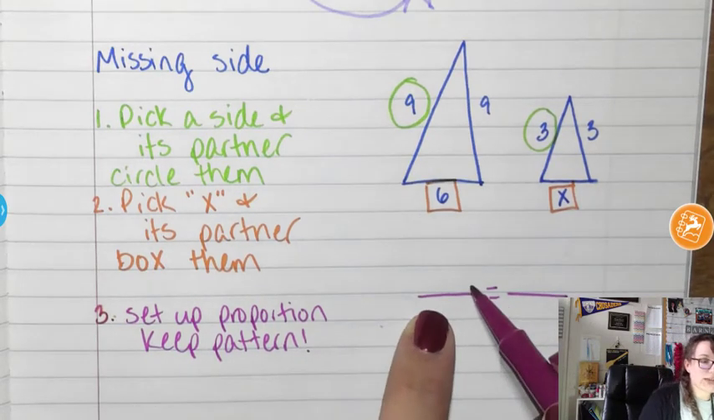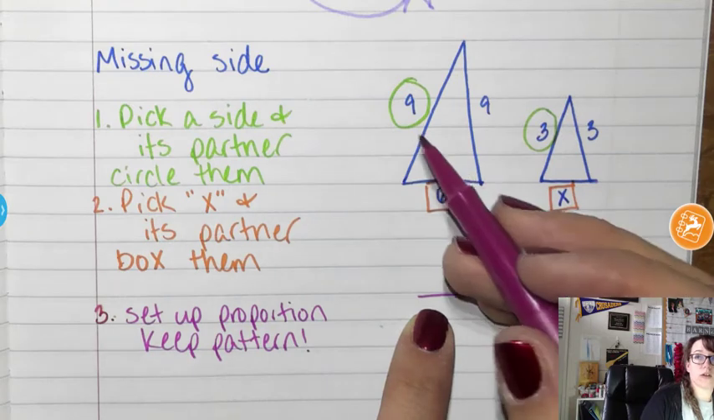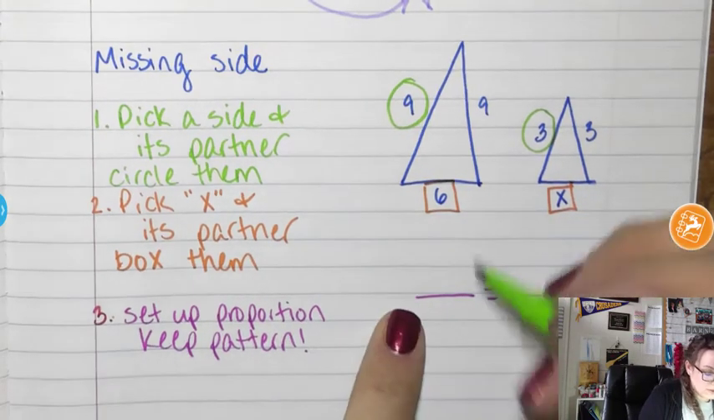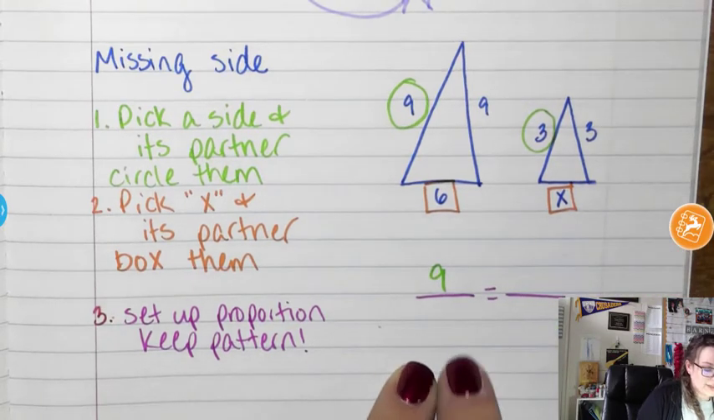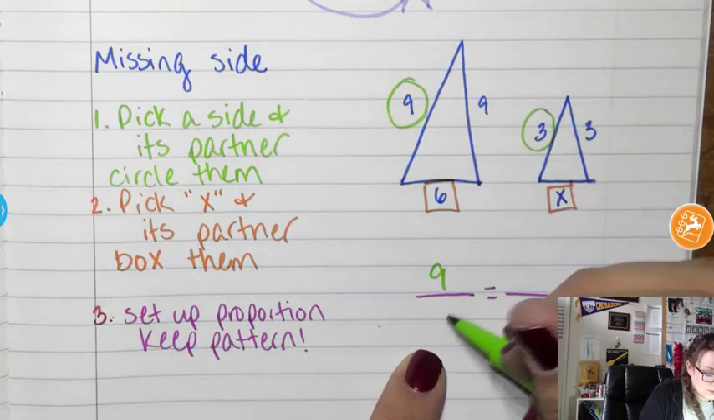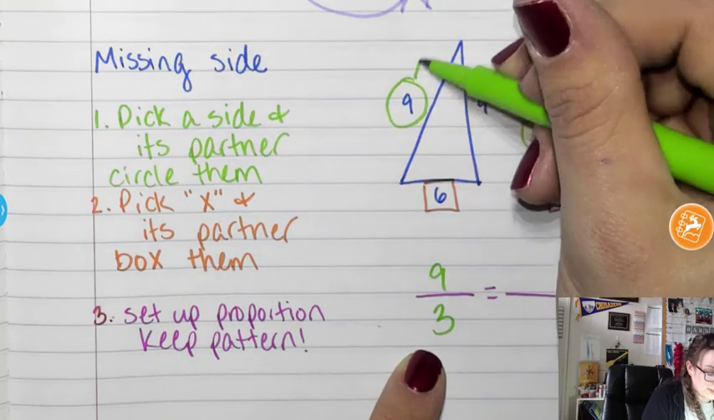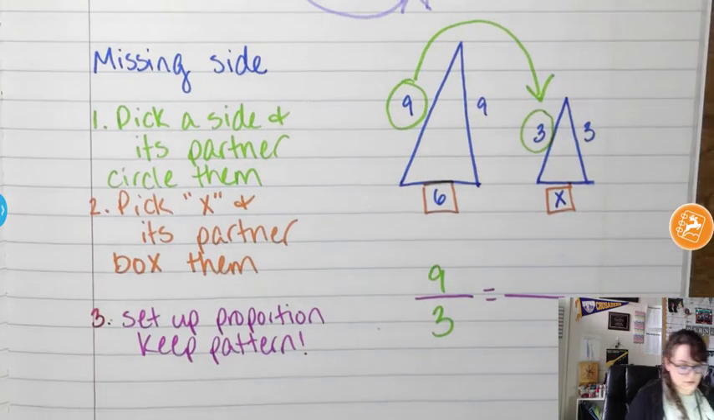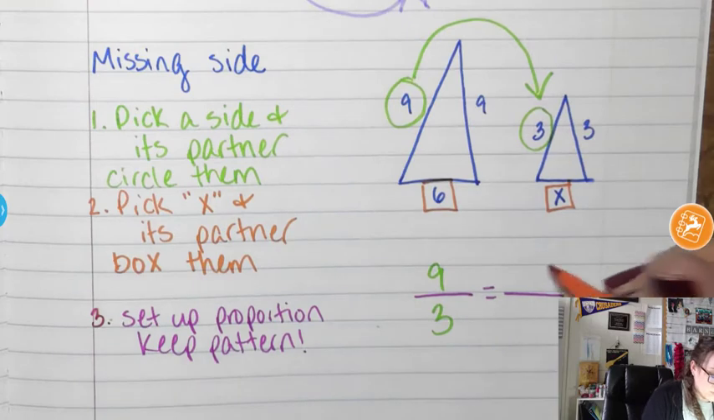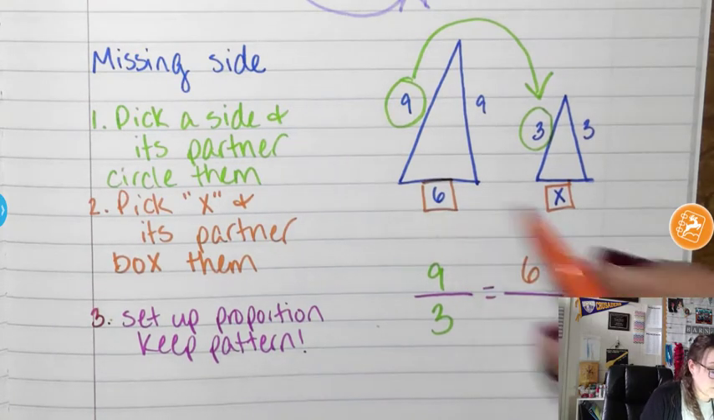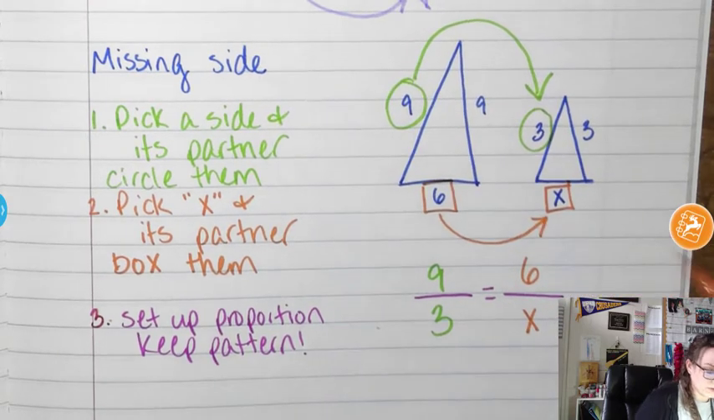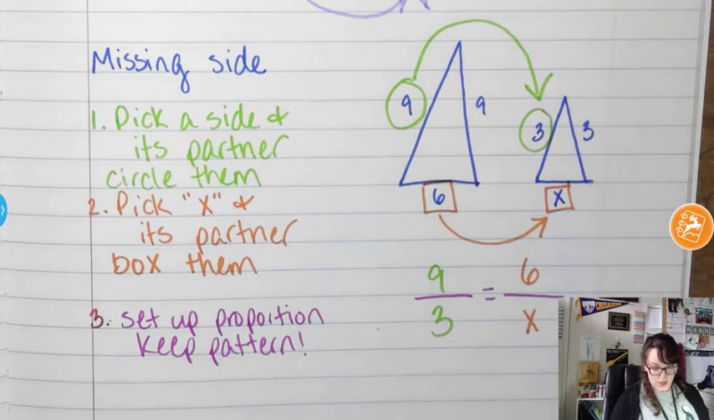So what would you like to put in the top left corner? Big triangle, 9 or 6? 9. I heard some 9s, I heard some 6s. So we'll do 9. Would you like to put 6 on the bottom or 3 on the bottom? 3. Okay. So we're going 9 to 3. So then on the other side, what's going to go up on top? 6. And then X. We got to keep the same pattern from going big triangle to little triangle. Then we cross multiply, divide.